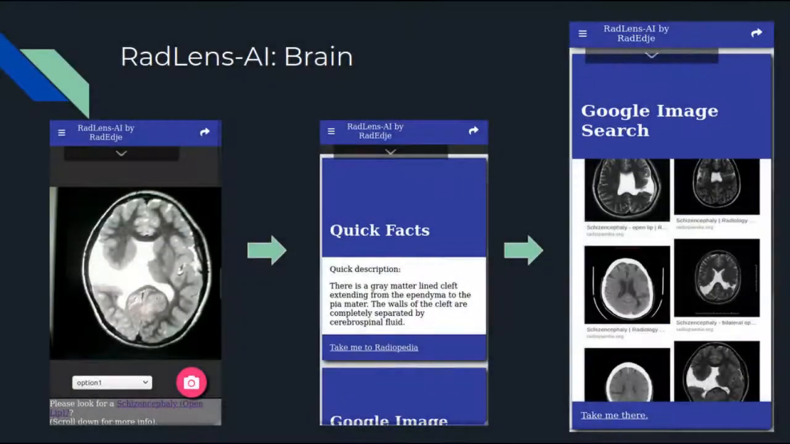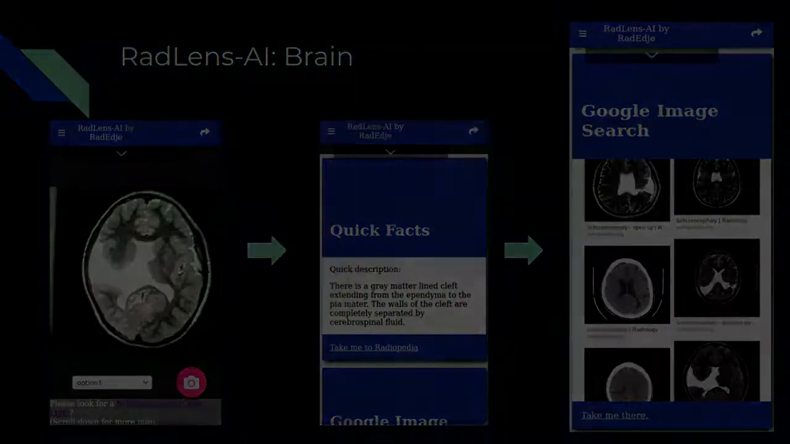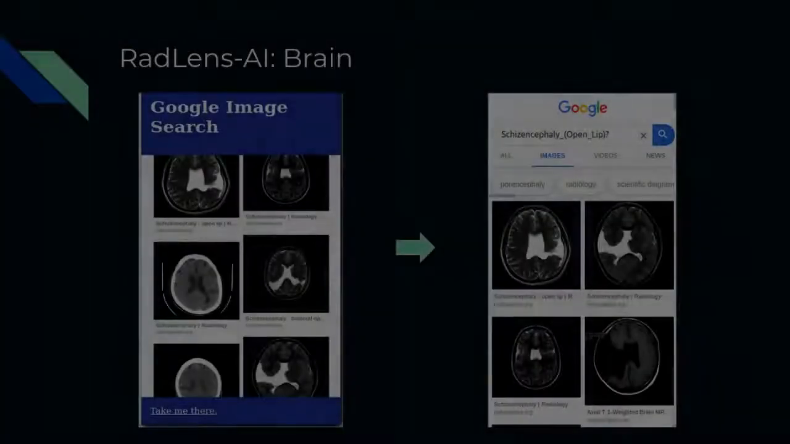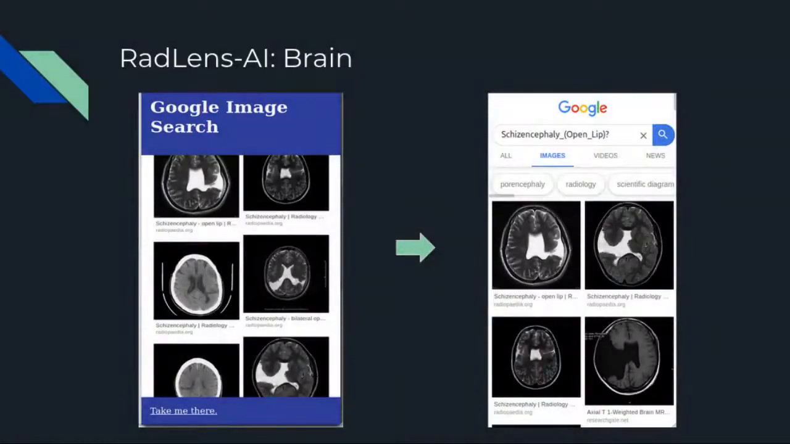If you scroll further down, you can get some additional preliminary information. The first info card contains quick facts, or basically some sample text for how to possibly describe the abnormality. It is solely upon the radiologist's discretion to accept or reject this description. If you scroll further down, the next card is a snapshot of a Google image search. If you click the hyperlink at the bottom, it will take you to the actual Google image search page.